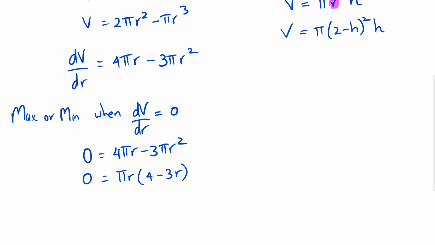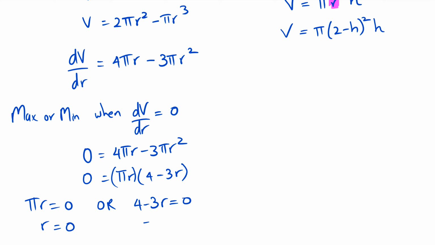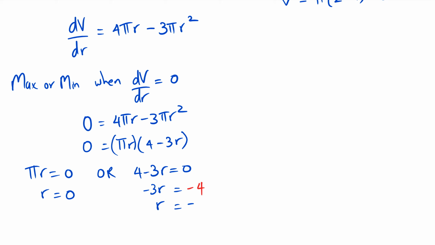So at this point, what we have actually set up is 2 brackets that equal 0. So it's kind of like the quadratic that we did. Well, it is a quadratic, so you've got 2 brackets equal to 0, which means you've got pi r equals 0, or 4 minus 3r equals 0. Now with pi r equals 0, r is equal to 0. And then 4 minus 3r, you're going to get negative 3r is equal to negative 4. And then r is equal to negative 4 divided by negative 3.